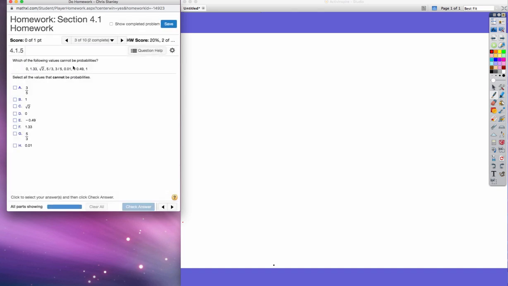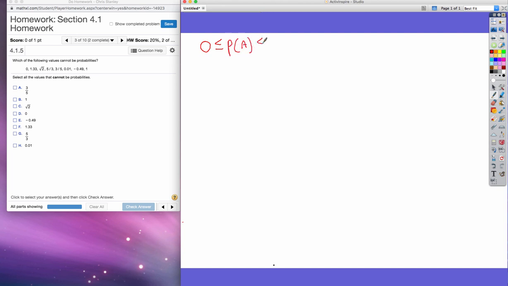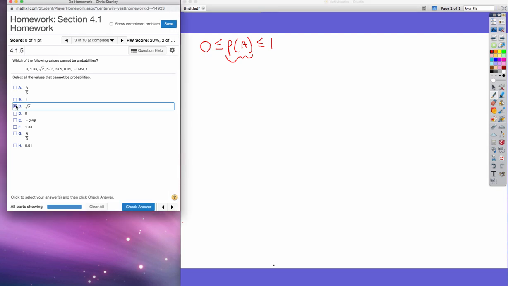Which one cannot be a probability? Probabilities are restricted to be between 0 and 1. So the middle here is the probability, and what this is saying is the probability can be any number from 0 to 1. So 3 over 5 is 0.6, so that's good. 1 is good. Square root of 2 is over 1.